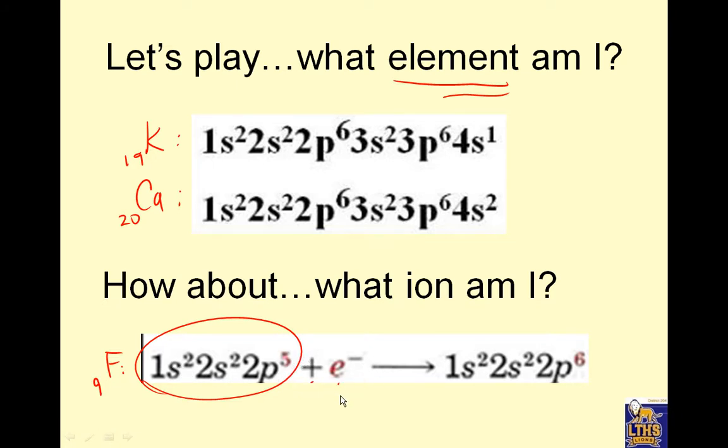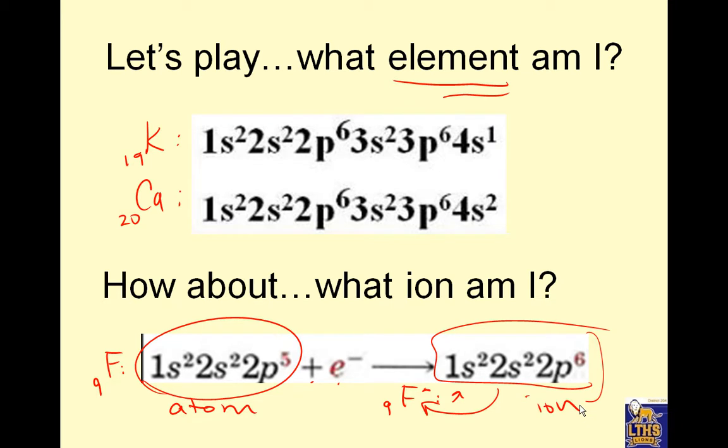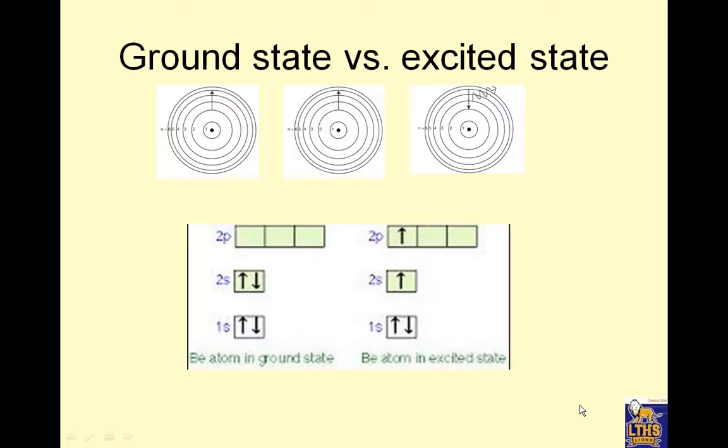Okay, but what if we add 1 more electron? Well, then it's going to have 10 electrons. So I'm telling you it was fluorine to start with. It got an extra electron. So it's going to be fluorine's nucleus, but that one extra electron gives it 10 total electrons. So this is the fluoride ion electron configuration. This is a fluorine atom. Atom, ion.